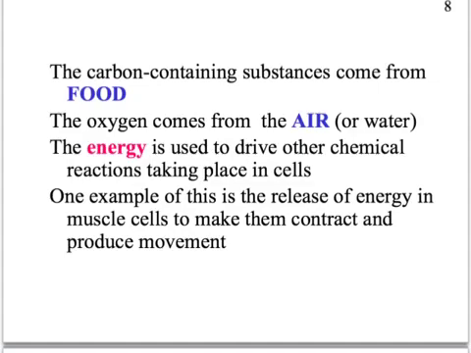Well, you may ask, where does this carbon and oxygen come from? The carbon containing substances come from food that we eat. The oxygen comes from the air that we inhale and the energy that is given out can be used to drive other chemical reactions that are taking place inside our cells. We will look at a few examples of how this energy is used in the next slide. The reason I mention oxygen coming from air or water is that organisms living in water will actually absorb the oxygen which is dissolved in the water.